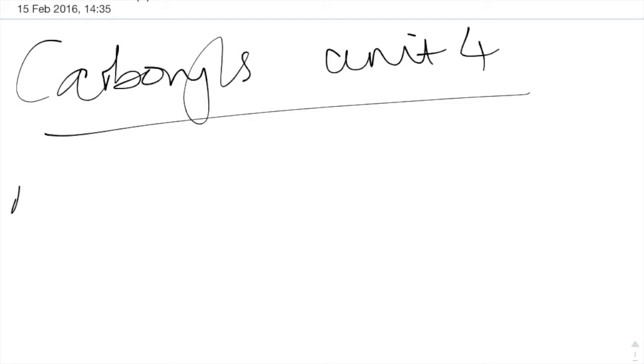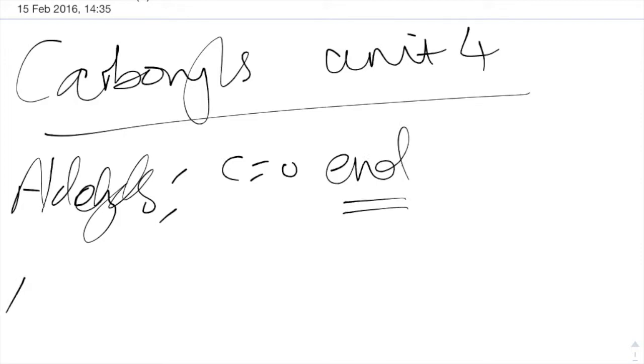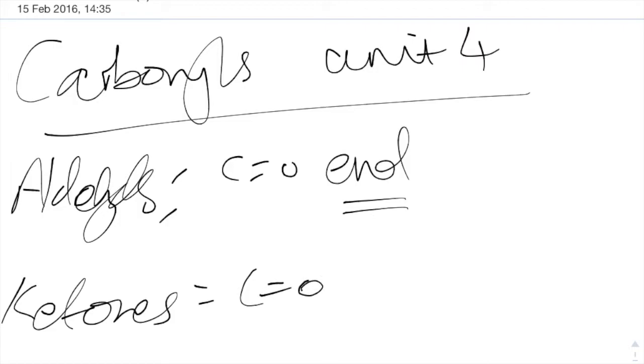So this involves aldehydes, where the C double bond to the O is at the end of the chain, and ketones, where it is in the middle. Now, smaller carbonyls are soluble in water as they can hydrogen bond as well.